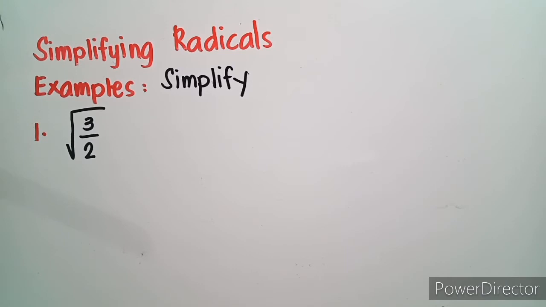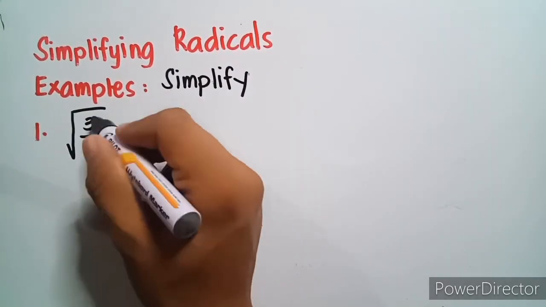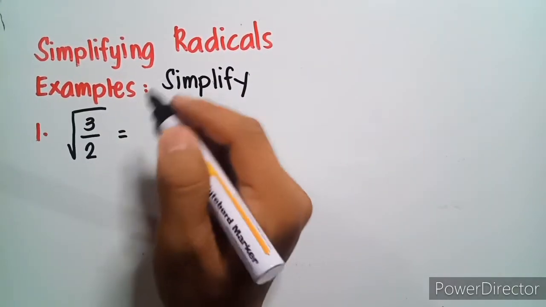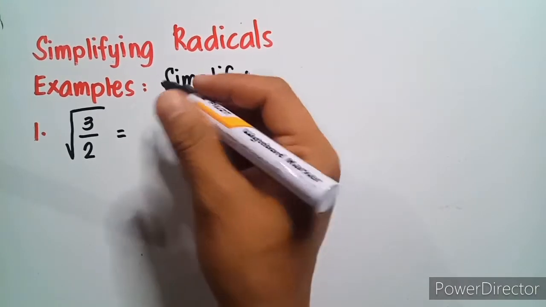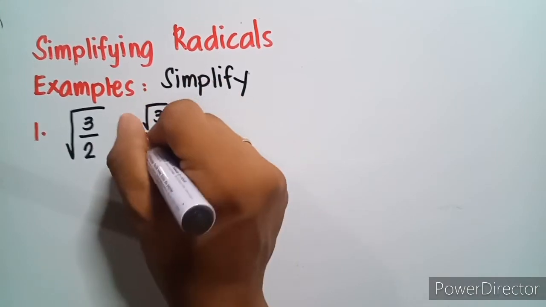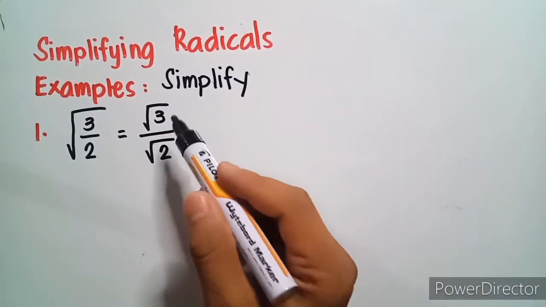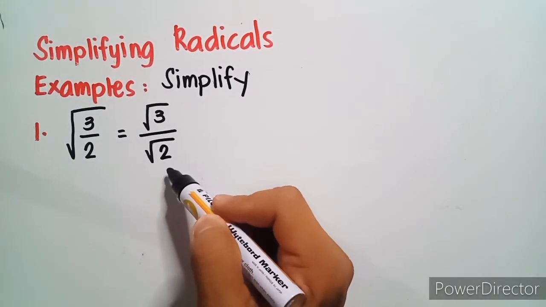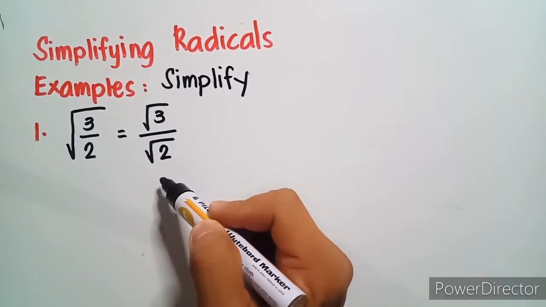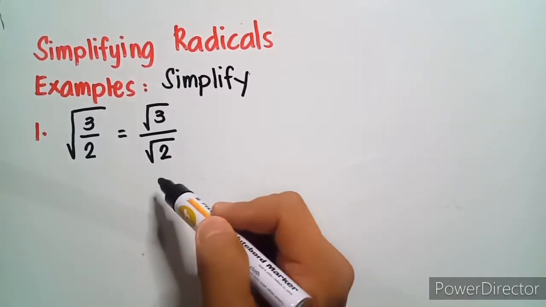Examples. Simplify. Number 1. Square root of 3 over 2. So, kung mapapansin natin, square root of 3 over 2, using the laws of radicals, pwede natin siyang gawin square root of 3 over square root of 2. So, square root of 3 over square root of 2 is not in simplified form. Bakit? Kasi wala tayong square root ng 2.